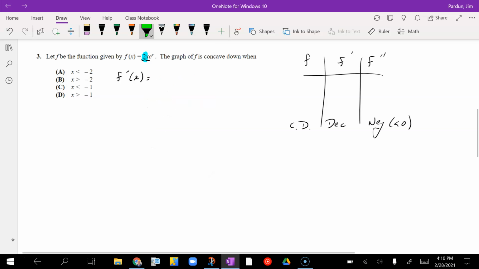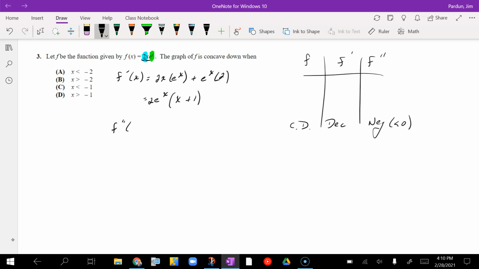So f prime, I'm going to let my first factor be 2x, and my second factor be e to the x. So when I take the derivative, it's going to be first, 2x, times the derivative of the second, e to the x, plus the second, e to the x, times the derivative of the first, which is just 2. I'm going to go ahead and factor a 2e to the x out. And so what I'm left with is x plus 1.